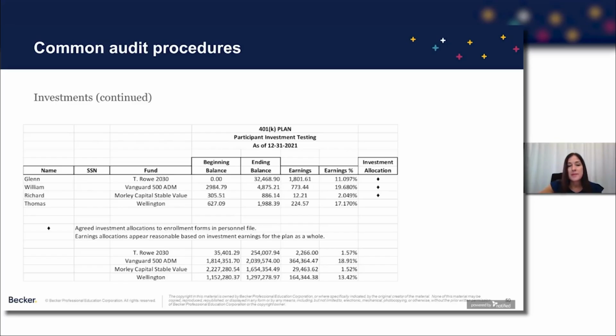I'm also testing here to see how much that participant allocated to that particular investment. Did they have 20% going to T. Rowe 2030, and then 20% going to another fund, and then 60% to another? So I'm testing that generally by looking at their participant-initiated transactions and the SOC report once again, and then testing to make sure it was allocated properly.